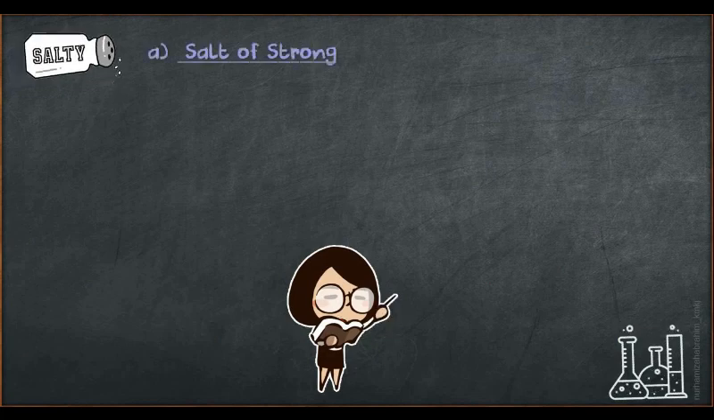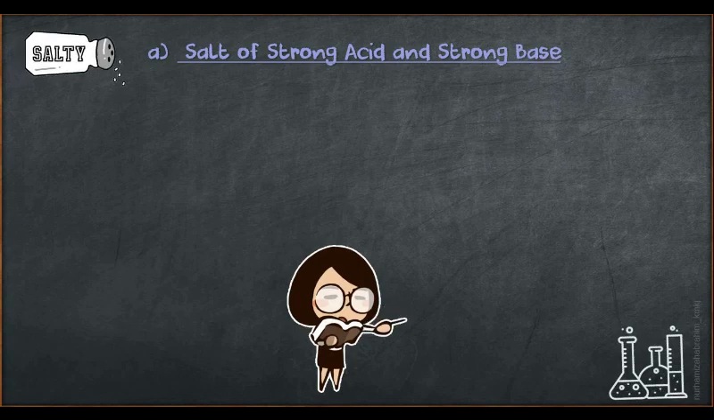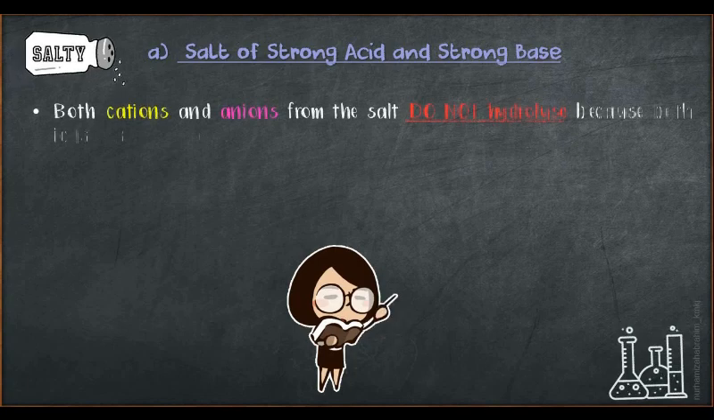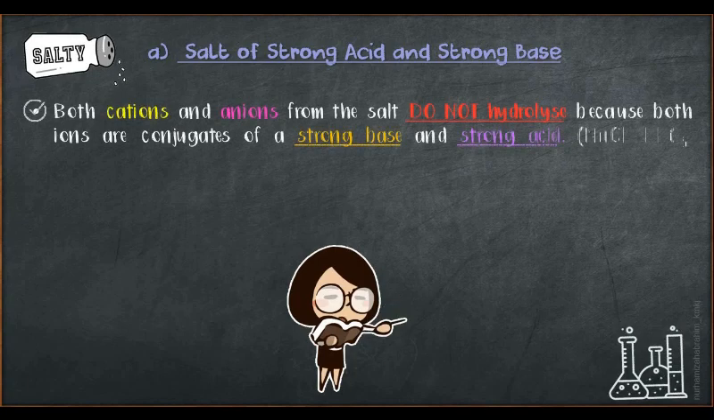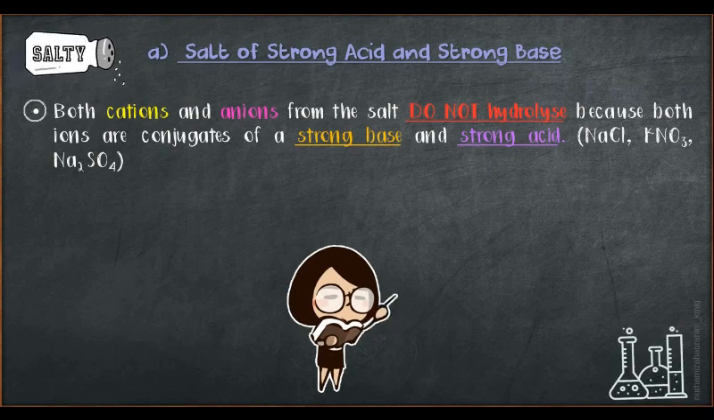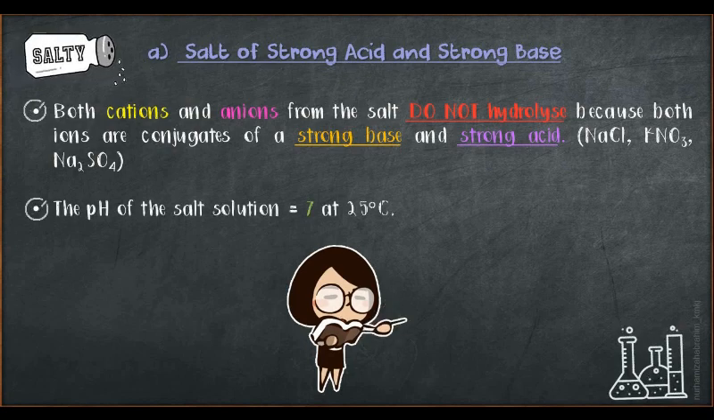Now let's take a look at salts from strong acid and strong base. Both cation and anion from this salt do not hydrolyze, because both ions are conjugates of strong base and strong acid. For example, sodium chloride, potassium nitrate, and sodium sulfate. The pH of the salt solution is 7, at 25 degrees Celsius.